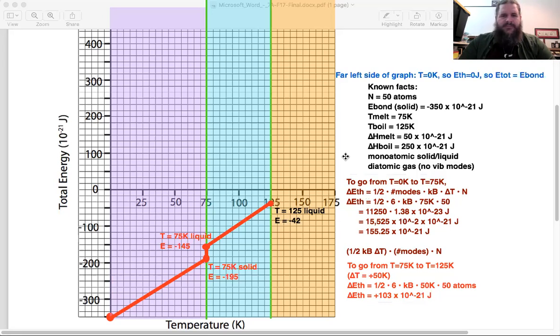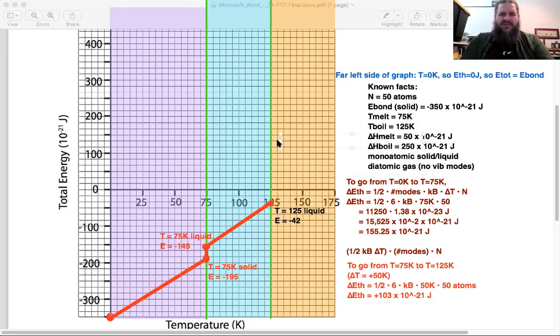Another increase in just bond energy. Yeah, which means it's going to jump straight up again because we're vaporizing it, but not changing the temperature. So we're going to go straight up, and specifically by how much? 250. Right, because that's the delta H for boiling. So we're at negative 42. We add 250. That should put us at 208.